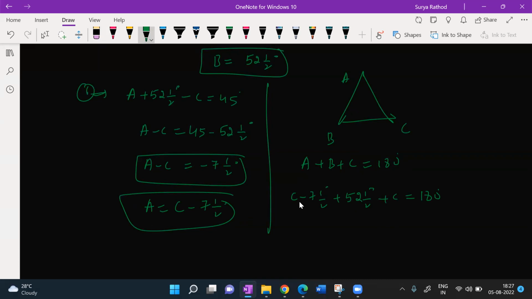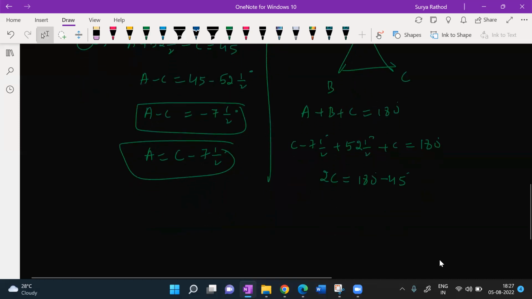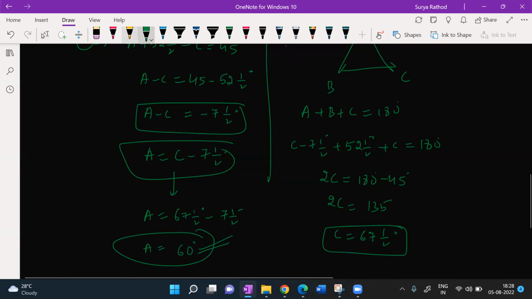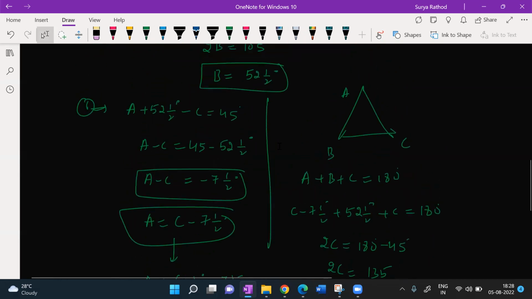So 52.5 minus 7.5, how much? 45. So 45 here. So 2C = 180 minus 45 degrees, correct? So 2C = 135, and C is equal to 67 and a half degrees. So now A is equal to what? C is 67.5 minus 7.5, so A is 60 degrees. So A value is 60, C value is 67.5, and B value is 52.5.